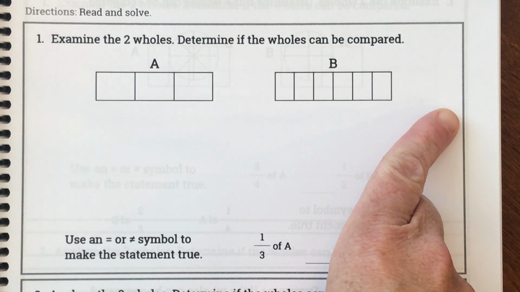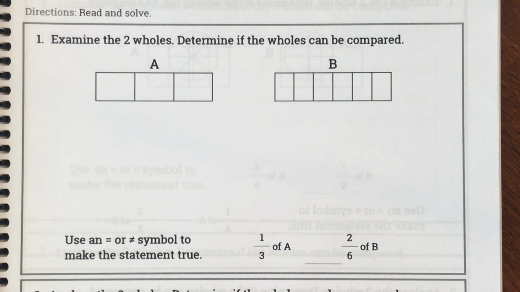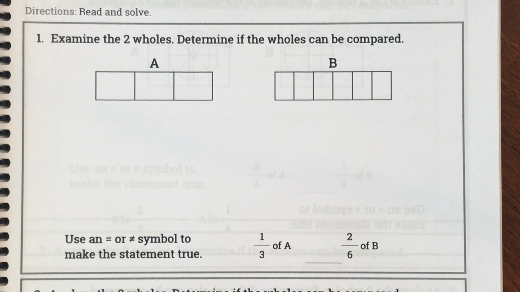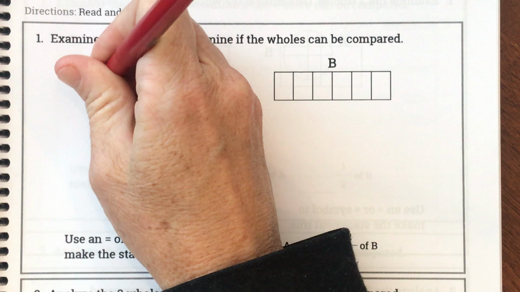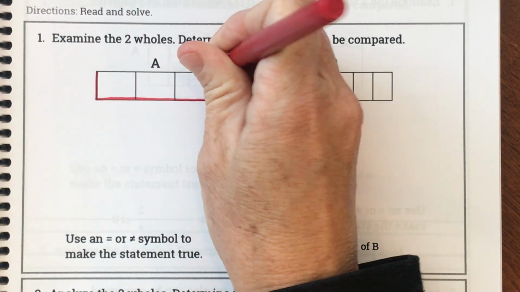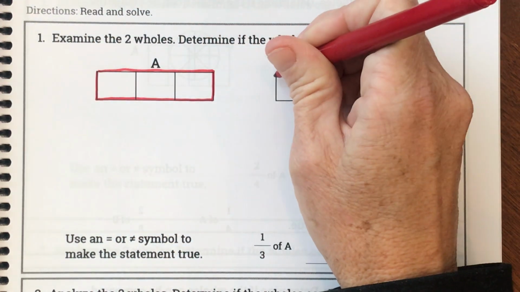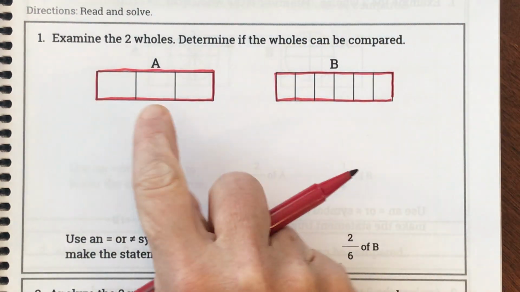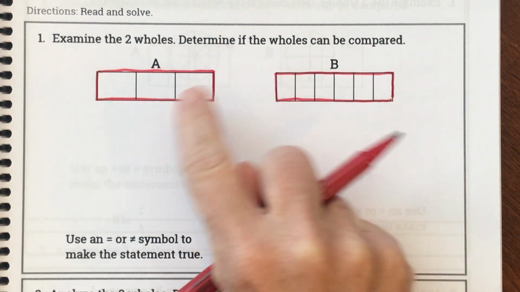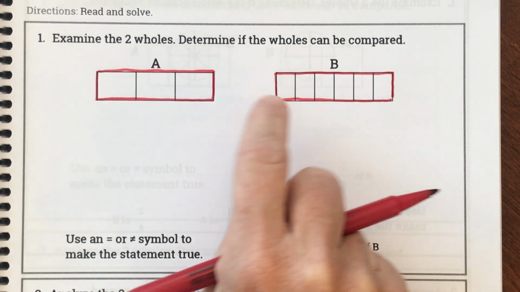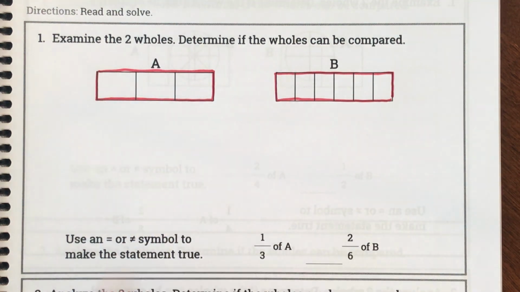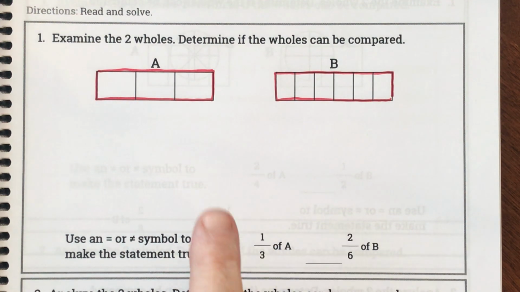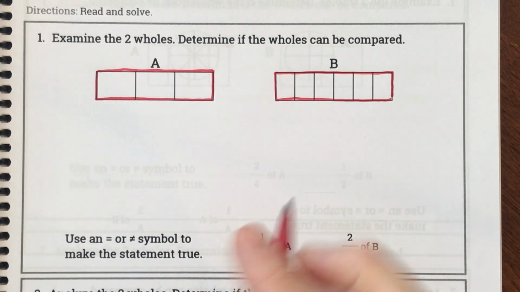Okay, so now when I look at these two holes, what do I see? They're both rectangles. And look at the size of these rectangles. Look at how big this rectangle is and how big this rectangle is. Now, I'm not going to measure them, but they look pretty much exactly the same size. So these two holes can be compared. The reason they can be compared is because they're the same shape and same size. So I could say that.